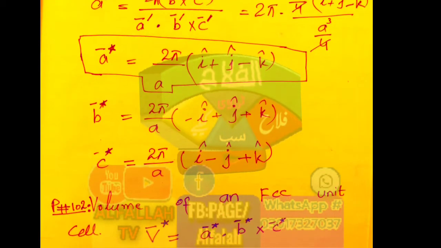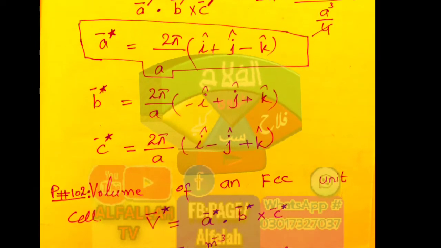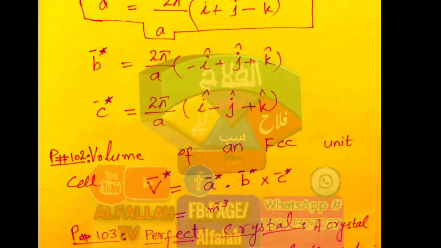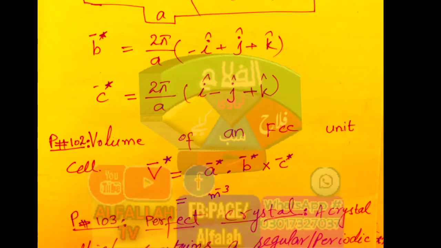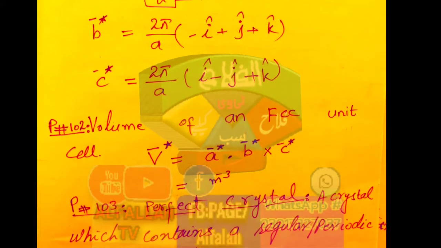a* vector is equal to 2π/a × (i + j − k), same as b* vector is equal to 2π/a × (−i + j + k). c* vector is equal to 2π/a × (i − j + k). Point number 102, volume of an FCC unit cell V* is equal to a* · (b* × c*), that has unit per meter cube.